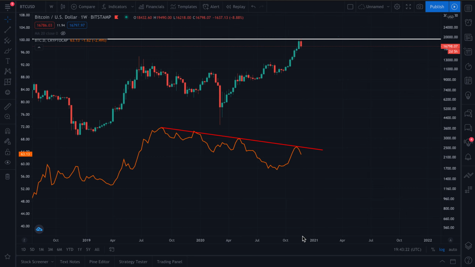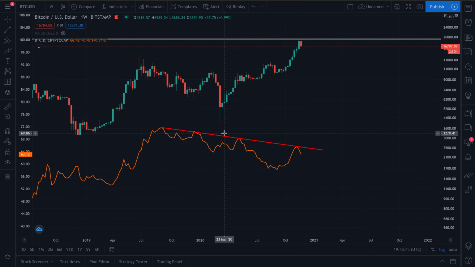Essentially, the goal of this video is to visualize having the two charts together, so it's a little easier to compare, and to show how the dominance chart reacts when Bitcoin has real volatility to the upside as well as to the downside. So let's go ahead and jump in.